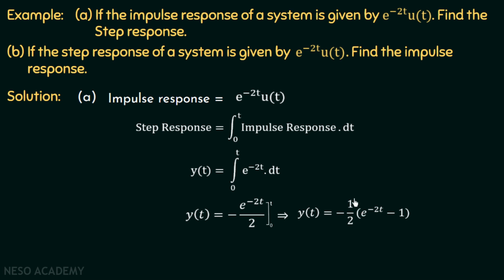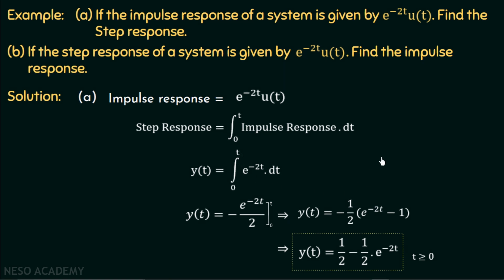Now if we multiply minus 1 by 2 with this function, we will have y(t) equal to 1 over 2 minus 1 over 2 multiplied with e power minus 2t. And this is the step response of the system when t is greater than 0, because we have integrated this term from 0 to t.